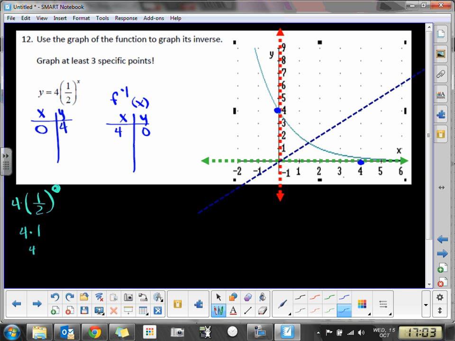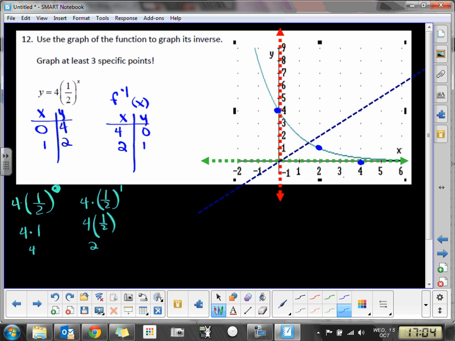Another ordered pair that looks fairly decent: I'm going to put in a 1 for x. That means I'm going to have 4 times 1/2 raised to the first. And a half to the first is a half, so 4 times a half is 2. So I get an output of 2. That means when I put in a 1, I get a 2, so the ordered pair 2, 1 is on my inverse graph. So I'm going to graph 2, 1.